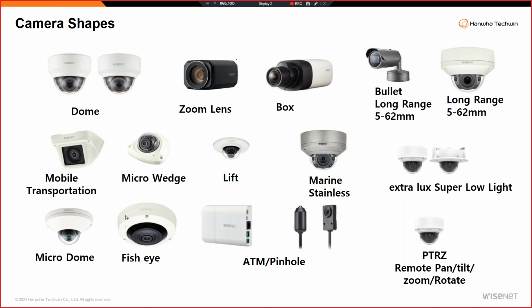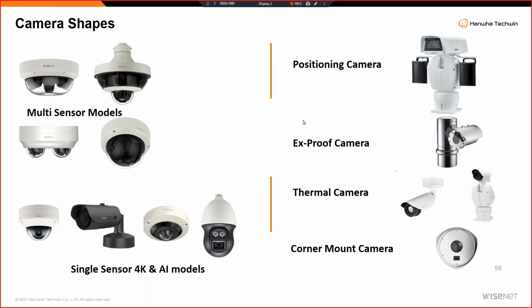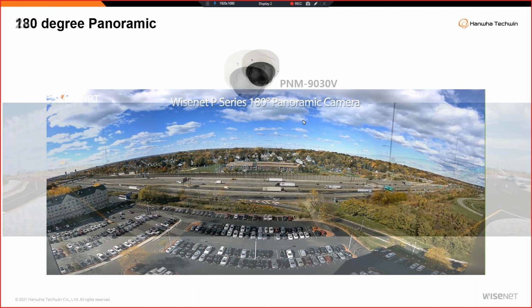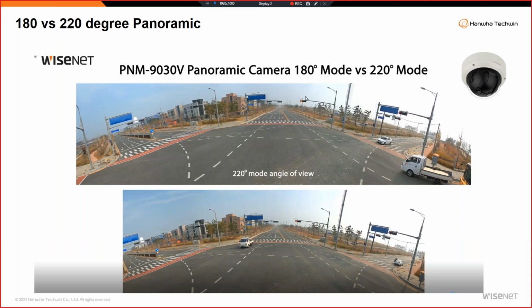Fisheye cameras, we will see that later. These are 360-degree cameras. Then there are other cameras with more than one lens, multi-sensor: two sensor cameras, four sensor cameras. We will see that also. These are panoramic cameras, four sensor cameras.